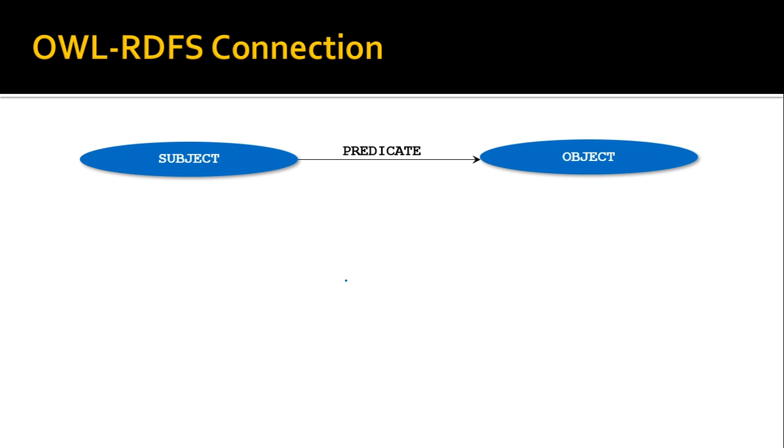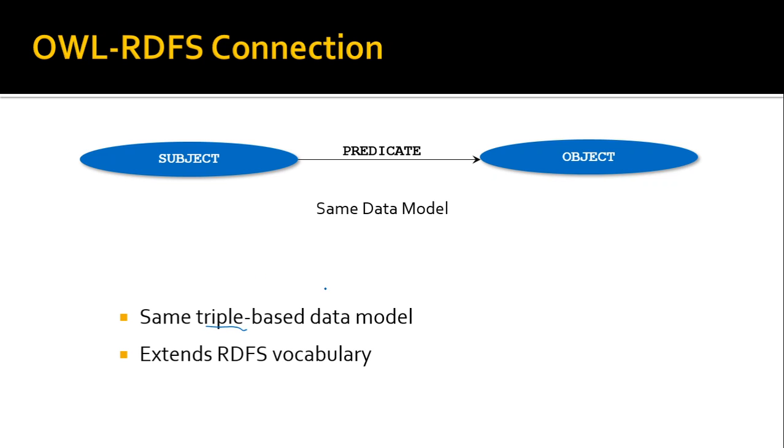Now, let us have a quick look at the connection between OWL and RDFS. They are very closely knit. It is not like OWL is a completely different language than RDFS. Let us have a look at how they are related. Both of them follow the same structure, subject, predicate and object, the same triple-based data model, right? OWL extends the RDF vocabulary. This OWL language specification extends the RDFS vocabulary. Whatever vocabulary you have in RDFS, we have an extension of it, right?